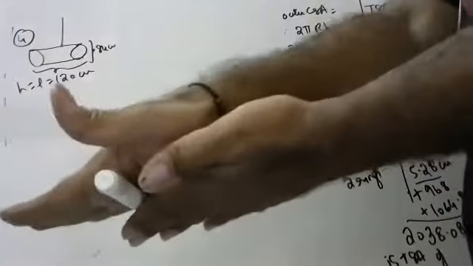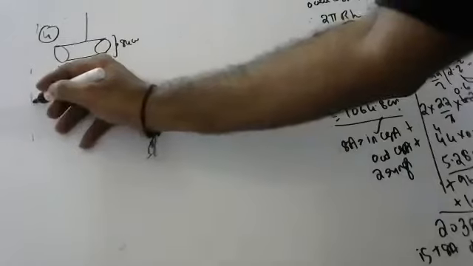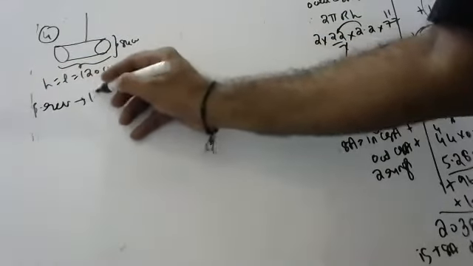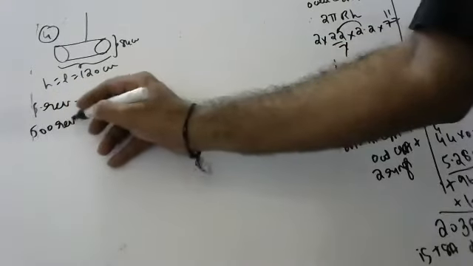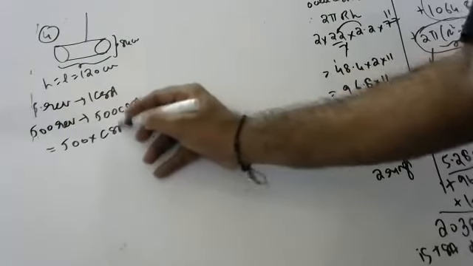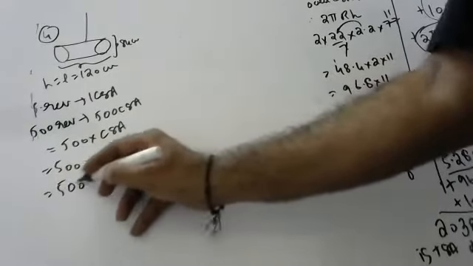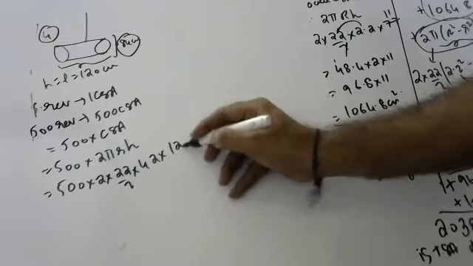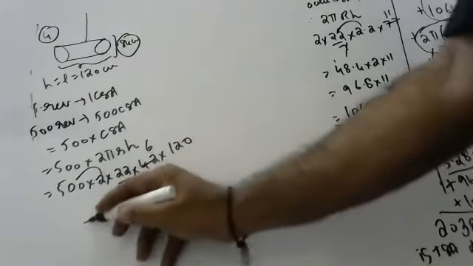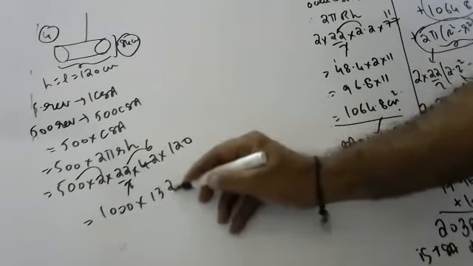1 revolution is 1 CSA. So 500 revolutions is 500 CSAs. 500 into CSA, that is 500 into 2 pi rh, 500 into 2 into 22 by 7 into 42 into 120 centimeters. 500 twos are 1000, and this is 132 into 120.